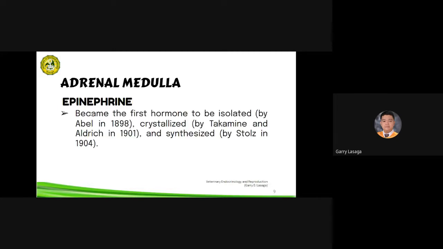So for the history of epinephrine, it became the first hormone to be isolated in the year 1988. It was crystallized in the year 1901, and it was synthesized in the year 1904.